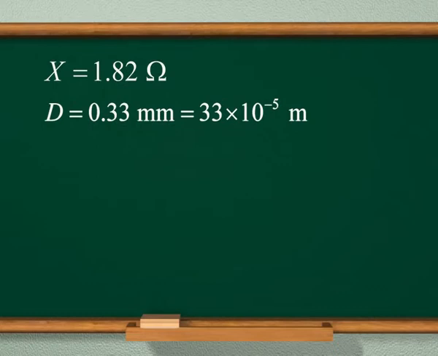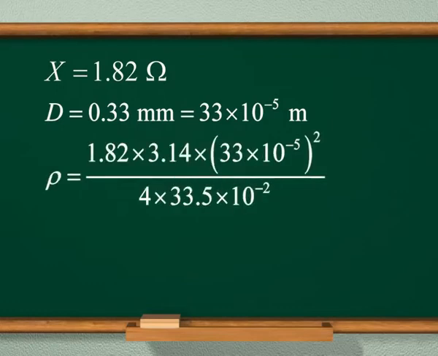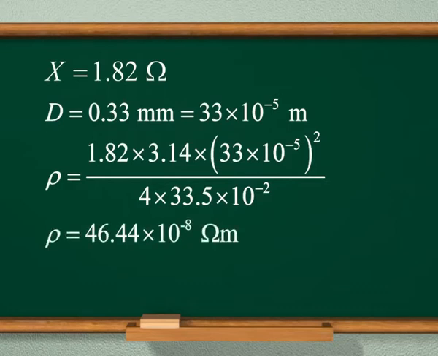In this experiment, the specific resistance of the material of the wire rho is equal to 1.82 into 3.14 into the square of 33 into 10 raised to the power minus 5 upon 4 into 33.5 into 10 raised to the power minus 2, which is equal to 46.44 into 10 raised to the power minus 8 ohm meter.